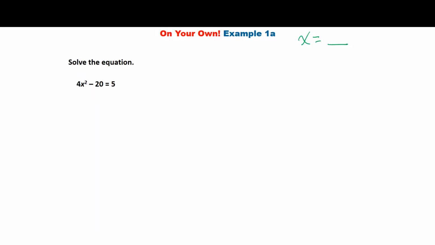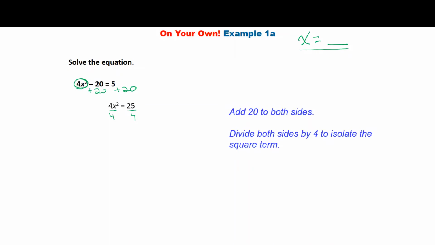So the very first thing we want to do is add 20 to both sides because we want x to equal something. So we want to get our x by itself. So let's get rid of our 20. All right, so add 20 to both sides. All right, so now we have 4x squared equals 25. Okay, we still don't have our x by itself, like our ultimate goal. Okay, so let's go ahead and divide both sides by 4 now. All right, so when we divide both sides by 4, look what we end up getting.